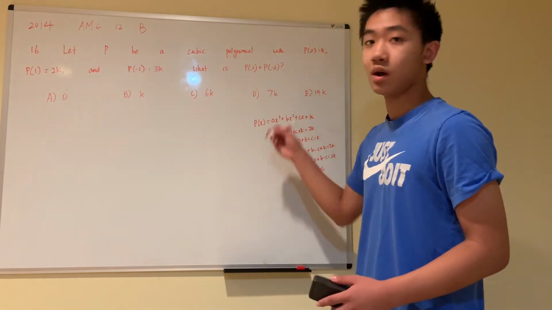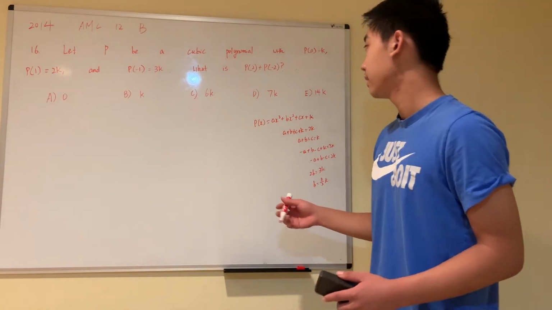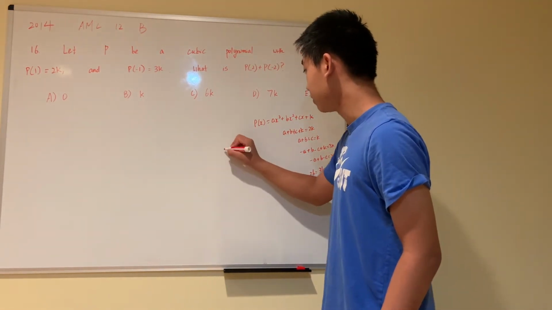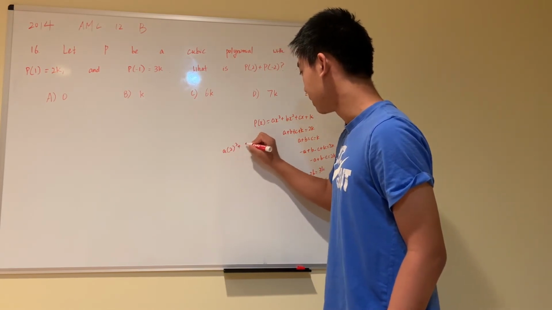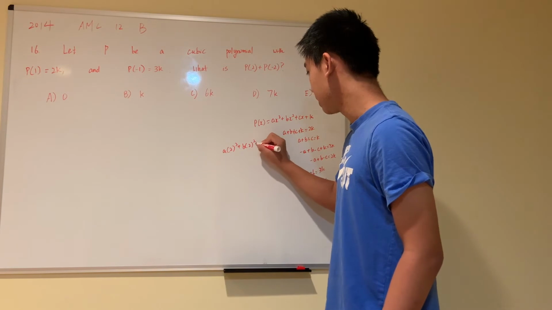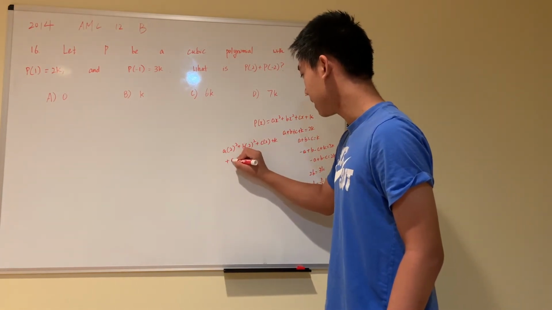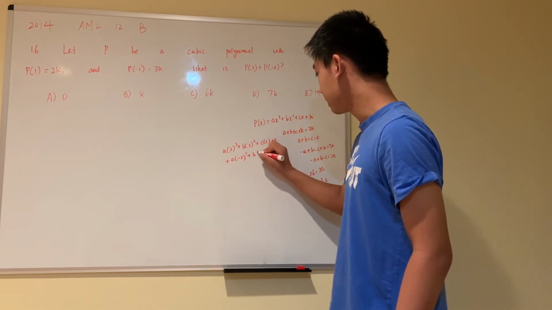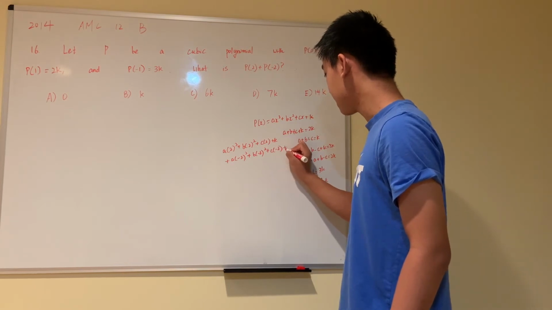So right now, we can just solve for p of 2 plus p of negative 2 without actually solving for a and c. So p of 2 plus p of negative 2 is going to be equal to a times 2 cubed plus b times 2 squared plus c times 2 plus k, plus a times negative 2 cubed plus b times negative 2 squared plus c times negative 2 plus k.